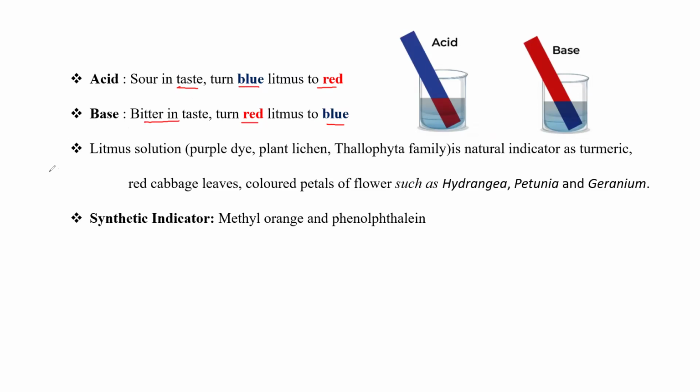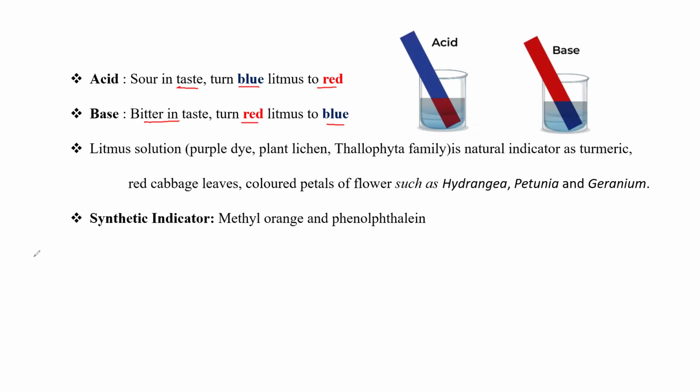We have various litmus solutions available in nature. So what is the litmus solution? It is a purple dye obtained from the plant lichen, from the Thallophyta family. Natural indicators include turmeric, red cabbage leaves, and colored petals of flowers such as hydrangea, petunia, and geranium. Apart from these, we have synthetic indicators like methyl orange and phenolphthalein.